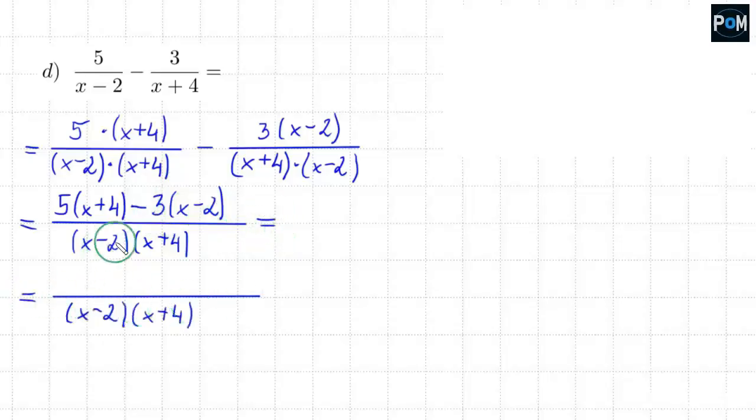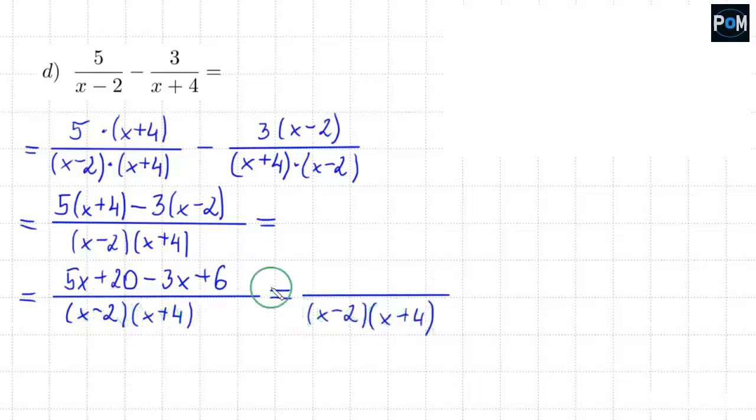I keep the denominator unchanged, and at the top I multiply. 5 times x is 5x. 5 times 4 is positive 20. Negative 3 multiplied by x is negative 3x, and negative 3 multiplied by negative 2 gives me positive 6. I write the denominator again without changes, and in the numerator, I reduce x's. 5x minus 3x is 2x. Positive 20 and positive 6 is positive 26, and I have the result for example D.